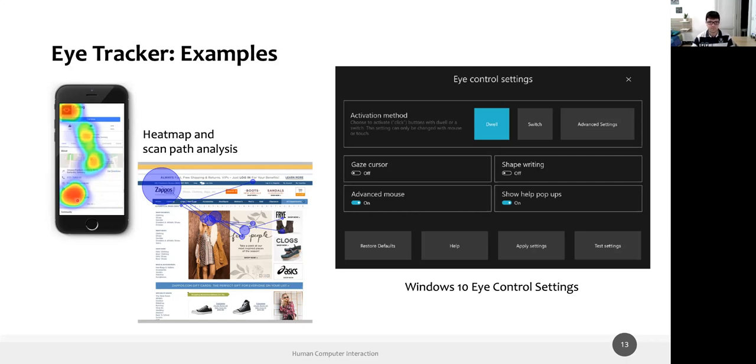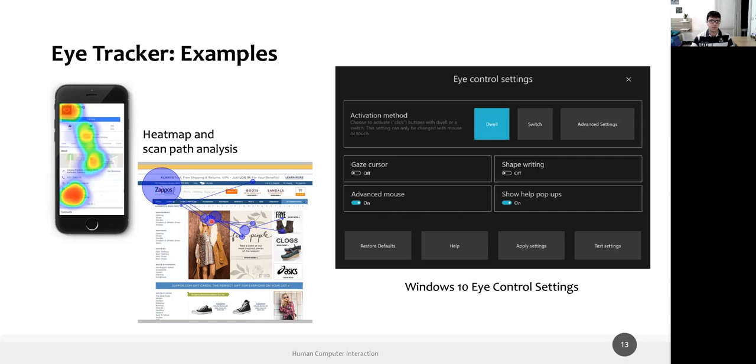This heat map. And the same data that is used for generating a heat map could also be used for generating this scan path, where the raw data behind is the same. The difference is that in a heat map, you see where the user is looking mostly. So here in the red area is where the user is looking mostly, then in the yellow area, a little bit less, and then down this road.